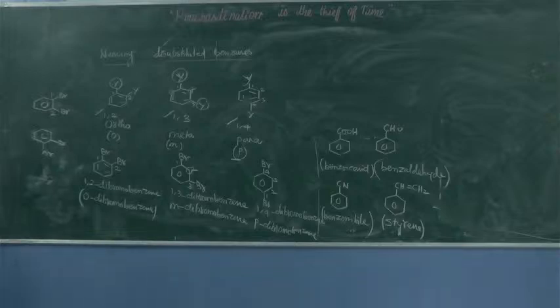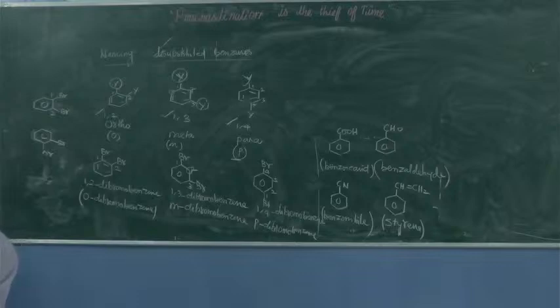How many isomers are possible? Three isomers are possible if we have a disubstituted benzene. For example, one is ortho, another one is going to be meta, and another one is going to be para. Is it clear? If the substituents are different, again you have to go for the alphabetical order.